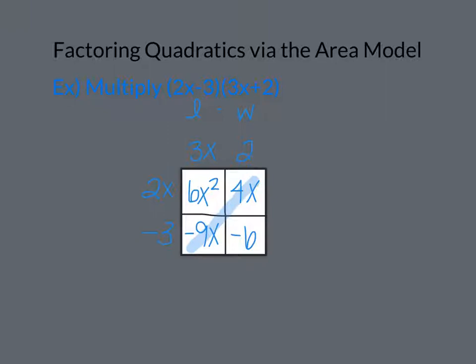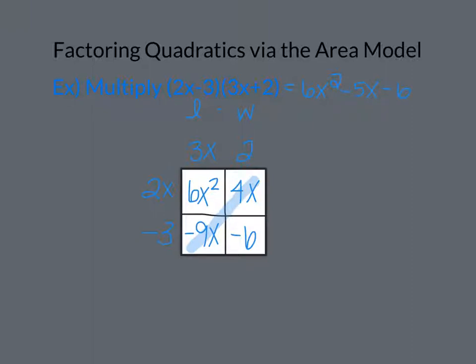In fact, if we combine all 4 of these together, we are going to get that 2x minus 3 times 3x plus 2 is 6x squared. Negative 9x plus 4x is a negative 5x. And then minus 6.